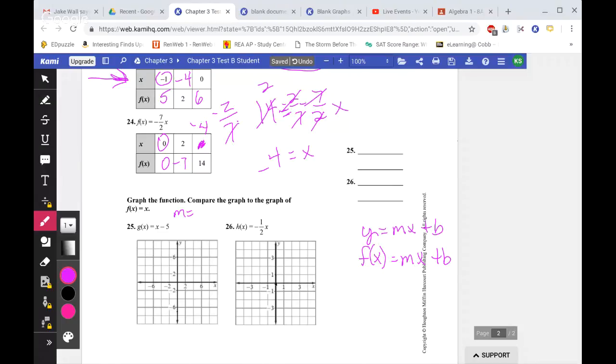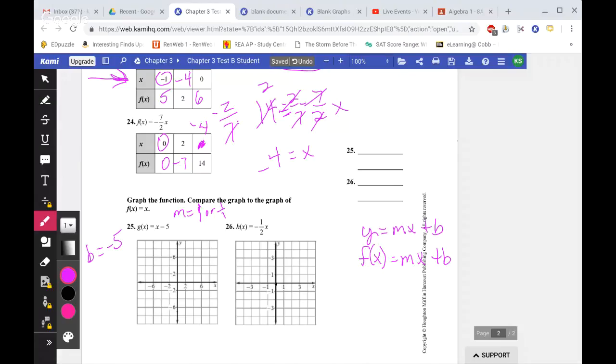1 over 1, or just 1 or 1 over 1. Good job, because you're thinking of it as rise over run. What is the y-intercept? -5. Good job, ladies. So once again, yay, it's in increments of 2.